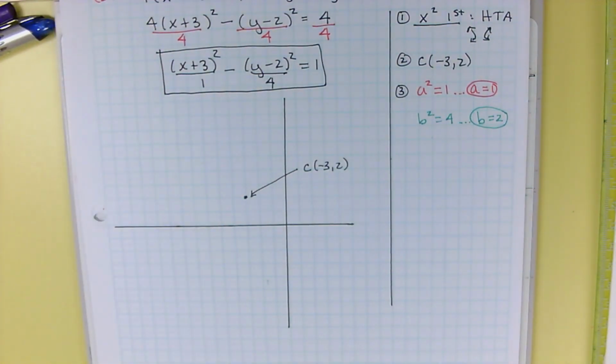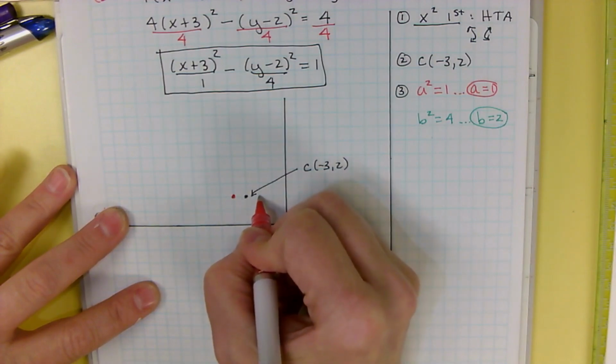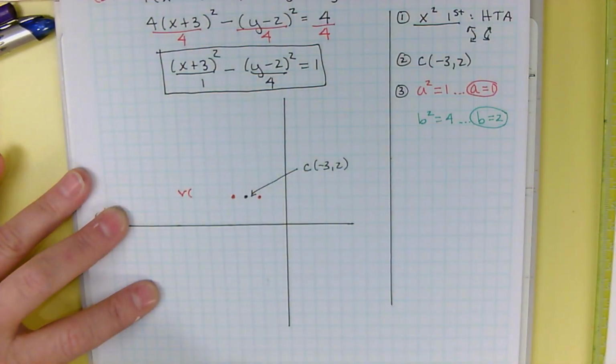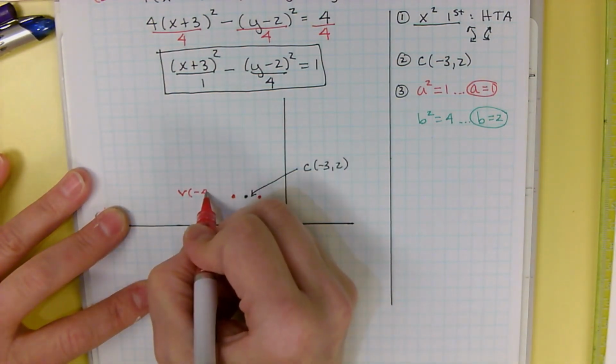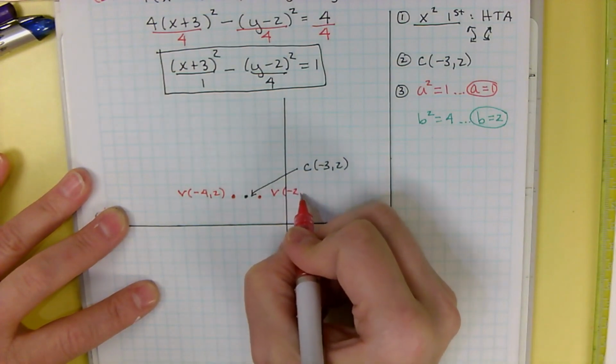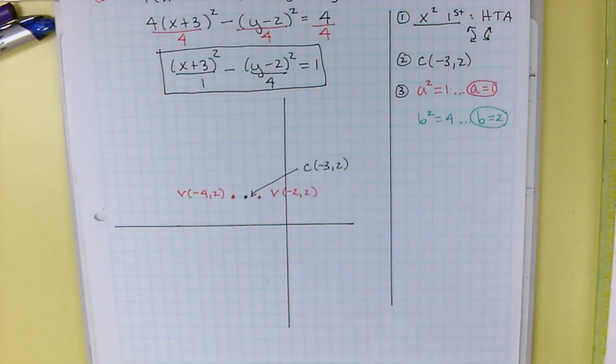All right, the A was under the X, which means you go right and left. My A is 1, so go 1 to the left and 1 to the right, and label them with our coordinates. So on the left, V for vertex, -4, 2. On the right, V for vertex, -2, up 2. Those do need to be labeled specifically, the center and the vertices.